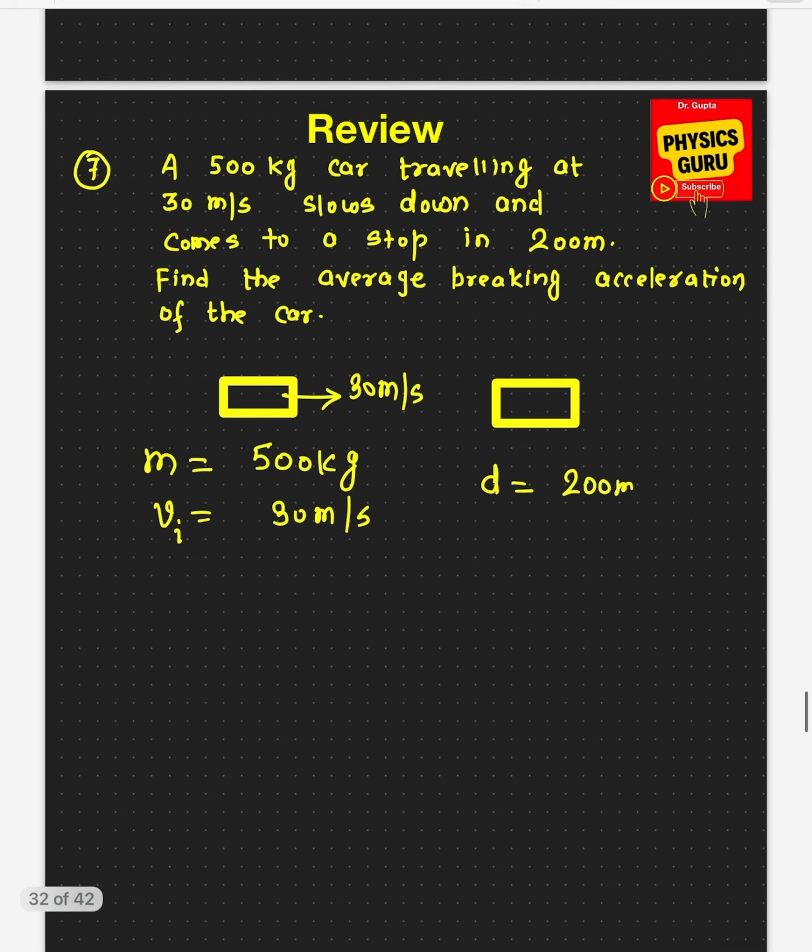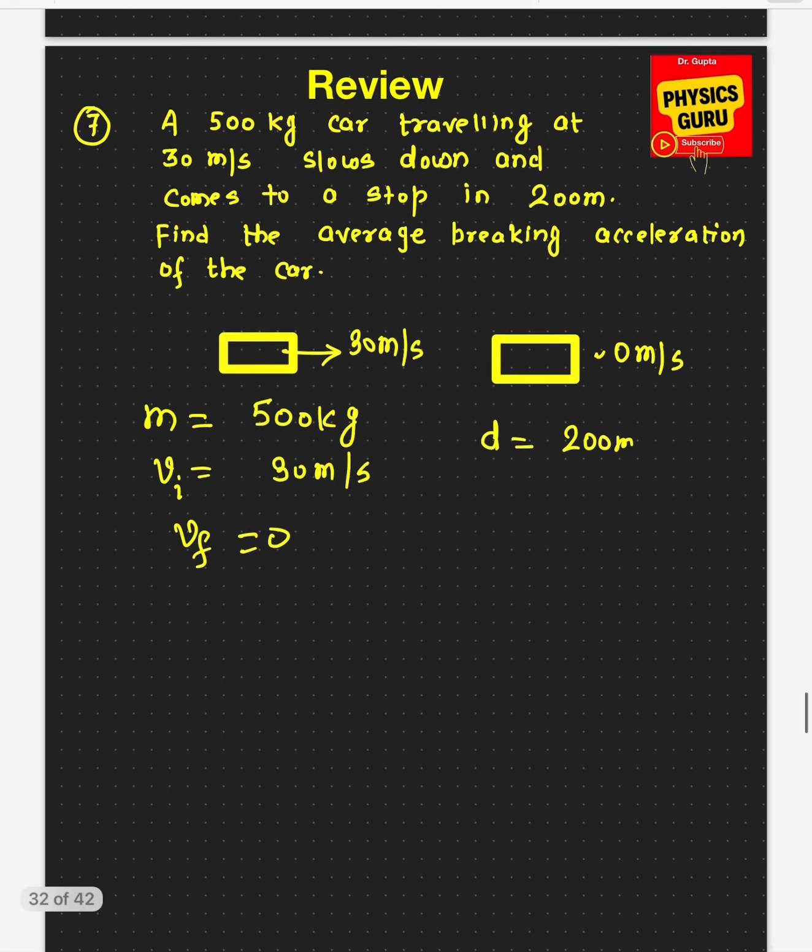So how do I solve this problem? What is the speed at this point? If the car comes to a stop here, what is the speed? The speed will be 0 meters per second, because it has come to a complete stop. So from this, what you can find out is the v final is 0. You know your initial speed, you know your final speed, you know your distance. So you should be able to find out the acceleration.